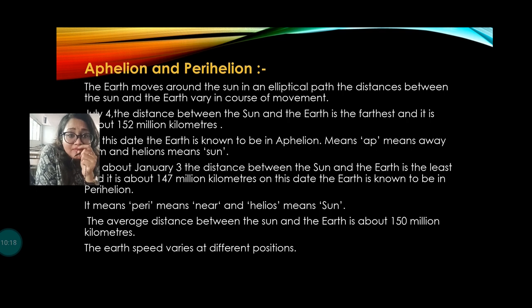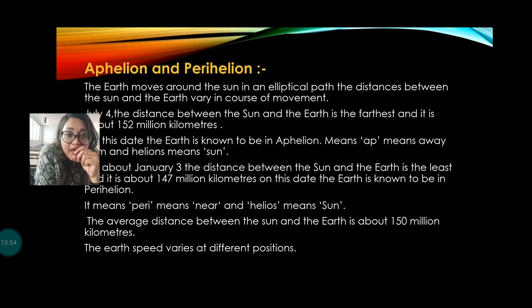The day on the Earth that is aphelion, which means away, and helios means the sun. So it is the day that is July 4. The normal average distance is 150 million kilometers, but on July 4 the Earth goes very far away from the sun and its distance is 152 million kilometers. That day is known as the aphelion.